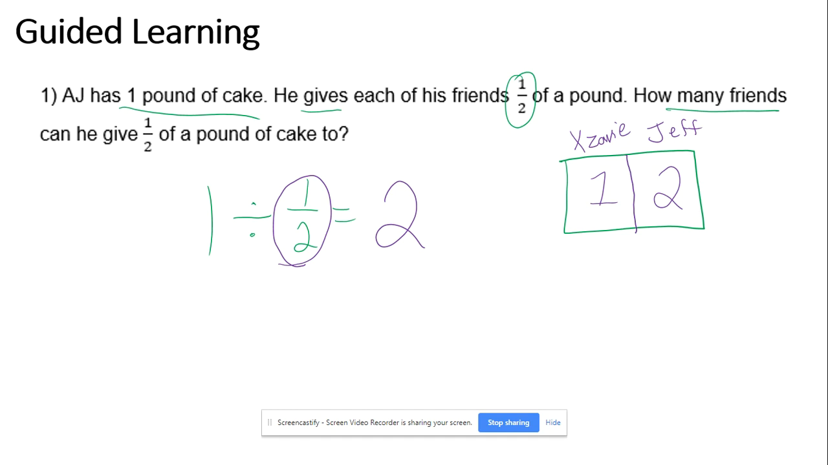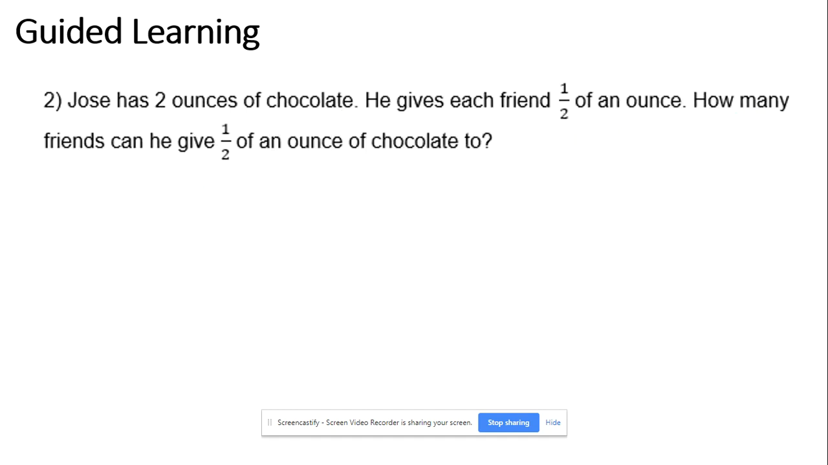So if AJ had brought in the cake, he can give Xavier 1/2 of the cake and give Jefferson the other half of the cake. He's able to share the cake with two friends. Let's try the next one. It's okay if it doesn't make sense. We've got plenty to practice with.